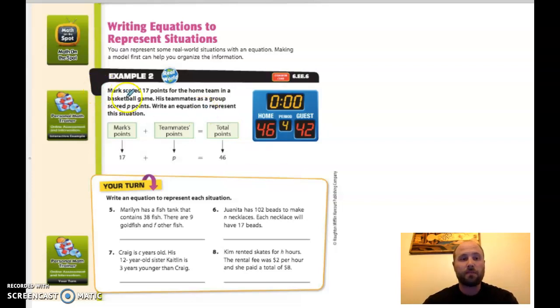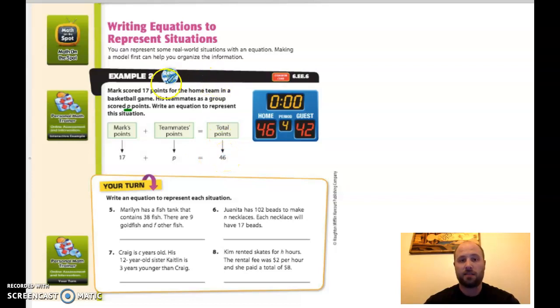So, Mark scored 17 points for the home team in a basketball game. His teammates, as a group, scored P points. Write an equation to represent the situation. So they do a great job here. Mark scored 17 points. That's our constant, meaning it never changes. There's 17. His teammates as a group scored P points. Well, we don't know how many points they scored, but we're going to take Mark's points plus his teammates' points, which it already told us to. Right here, it's P.